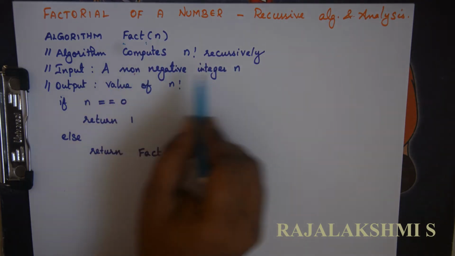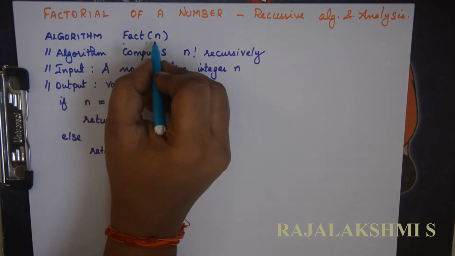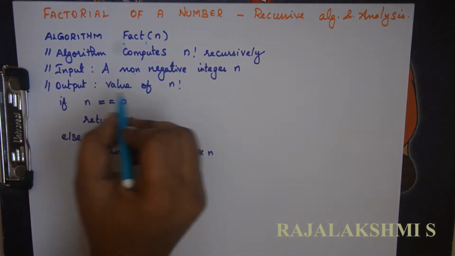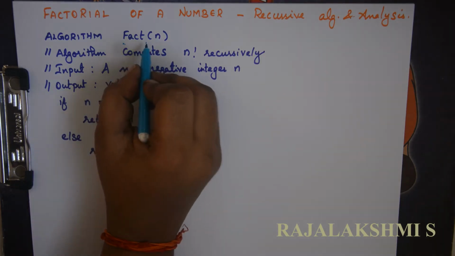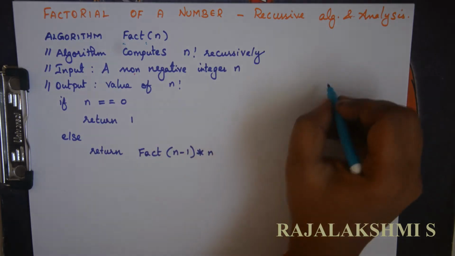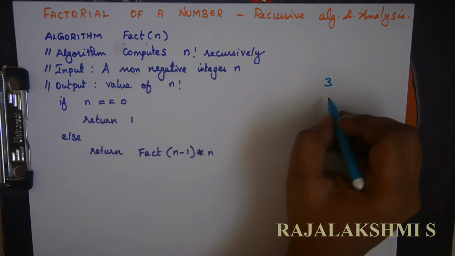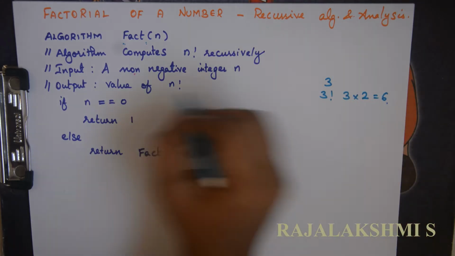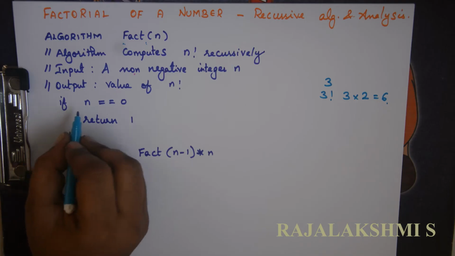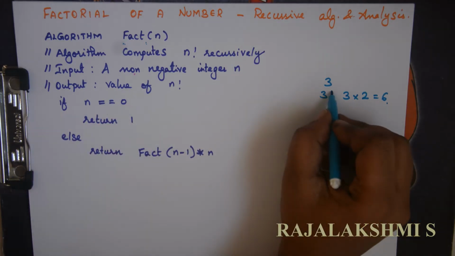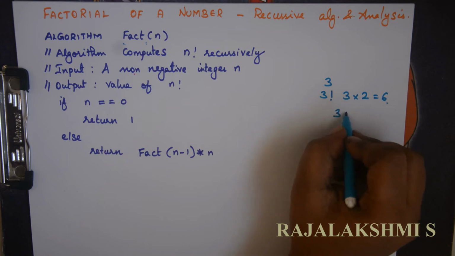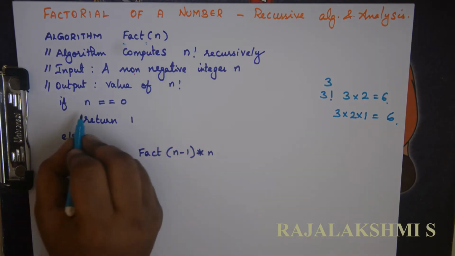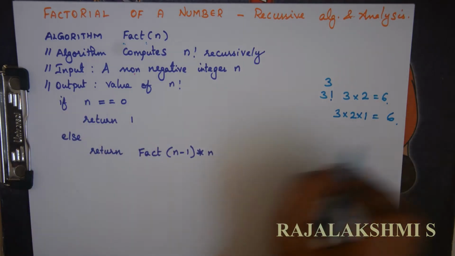The input n must be a non-negative integer, and the output that the algorithm produces is n factorial. For example, if I give 3, then the algorithm should return 3 factorial, which is 3 into 2, that is 6. The algorithm should return 6. We are going to do this in a recursive manner. 3 factorial means we will be computing 3 into 2 into 1, which is equivalent to 6. Now we will see how this algorithm gets executed to produce the desired result.